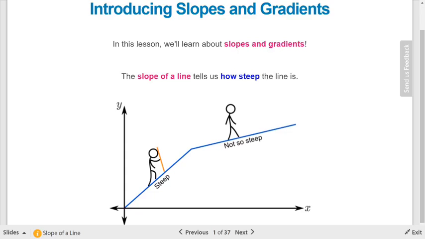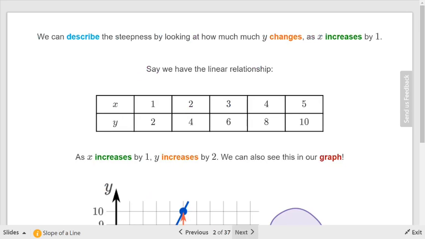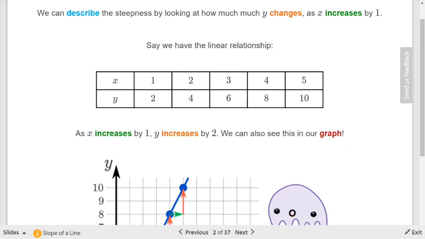So in this lesson, you're going to learn about slopes and gradients. What do we already know? That slope and gradient are the what? Same thing. Excellent. The slope of the line simply tells how steep it is, right? How much it goes up or how much it goes down. And if you look, you can have very steep lines or lines that are not so steep, right? Okay. We can describe the steepness by looking at how much y changes as x increases, and they say by 1.